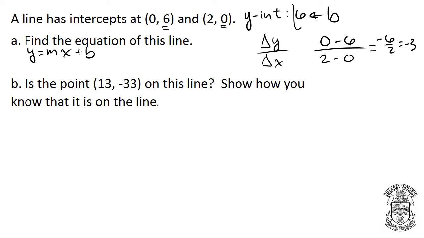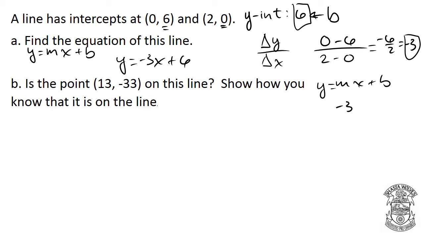Now because I know these two values, I can write the equation of this line. It is y equals negative 3x plus 6. Now if I didn't know right off the bat what my y-intercept was, what I typically would do is write this equation, y equals mx plus b. I would write the slope value that I found, negative 3, and then I would pick one of my 2 points, the x and y points.